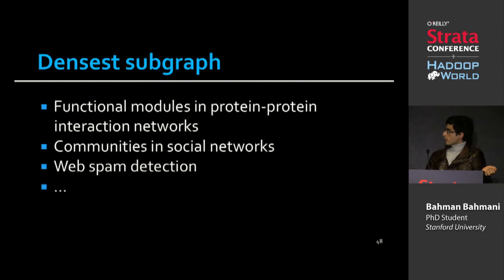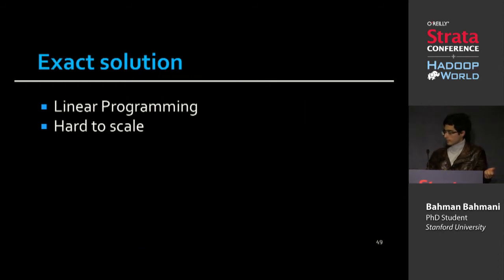And why do we care? Because finding dense subgraphs shows up in a lot of different applications. In protein-protein interaction networks, dense subgraphs typically correspond to meaningful functional modules. In social networks, they typically correspond to communities. In web spam detection, for the same reason we saw before, spam websites typically link very heavily to each other, so they form a strong community, a dense subgraph. So let's see how we can do this.